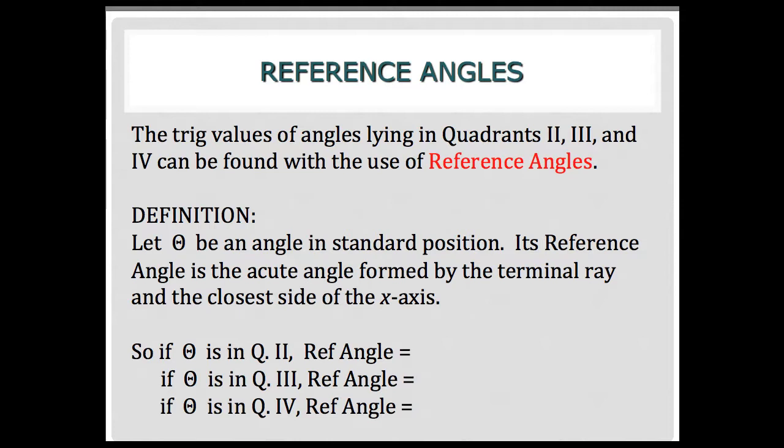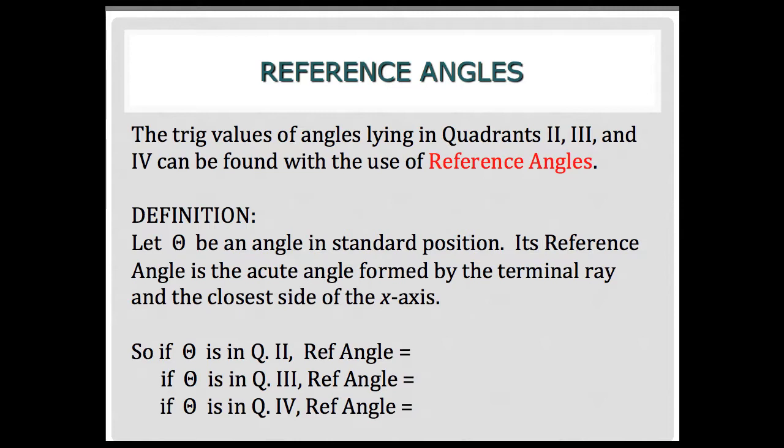One way I like to think of it is that the reference angle is the distance between the terminal side of an angle and the closest x-axis. That's an easy way to think of it. So if you think about the terminal ray of angles in different positions in the coordinate plane, suppose you have an angle whose terminal side lies in the second quadrant. Then your reference angle is going to be the distance between where that angle ends and the closest x-axis, which in this case would be the negative side of the x-axis.